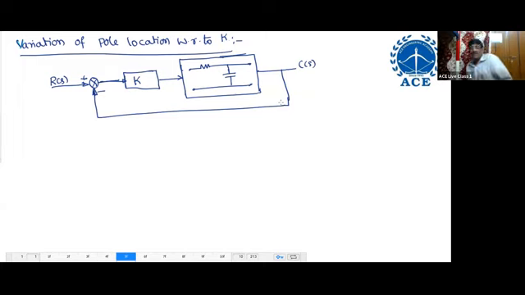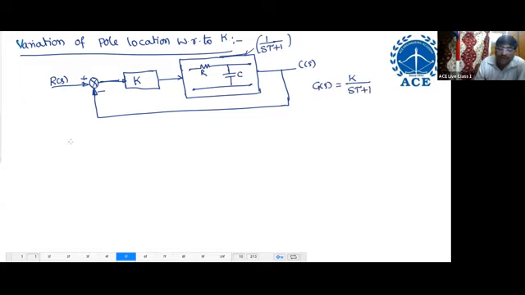Now tell me, what is the transfer function of this RC network? 1 by S tau plus 1. Now, this 1 by S tau plus 1 is in series with K. That means in the forward path, G of S becomes K by S tau plus 1.